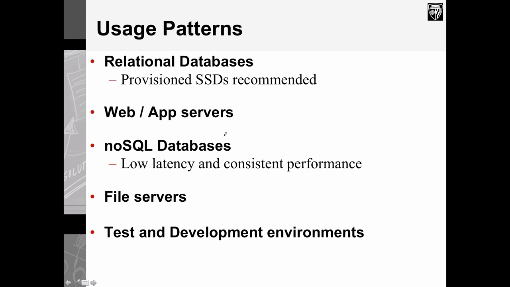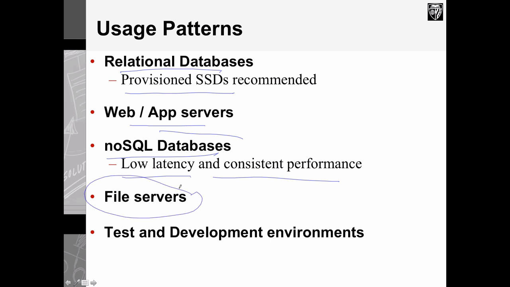Usage patterns where we could use the disk: pretty much wherever disks are required, relational databases. Again, like we mentioned in the previous slide, provisioned SSDs are recommended for large relational databases. For web application servers, and for NoSQL databases that require low latency and consistently high performance from their disks, EBS volumes are recommended. Also for file servers and for test and development environments.